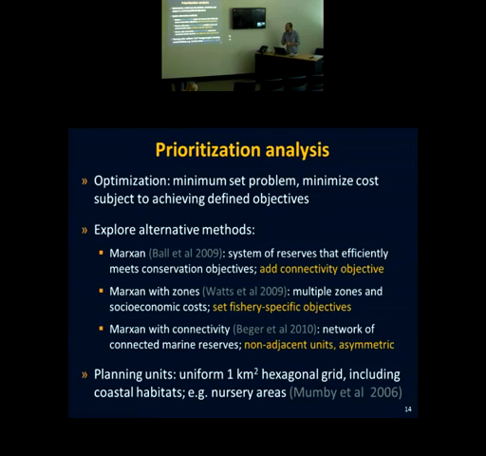We used a uniform 1 square kilometer grid as our planning units, and we decided to include the coastal ecosystems because of their relevance to sustaining the marine populations. Today I'm just going to focus on the first bit because this is an ongoing process, and because otherwise I would be here for probably another 3 hours.